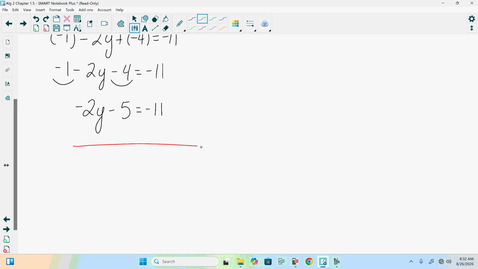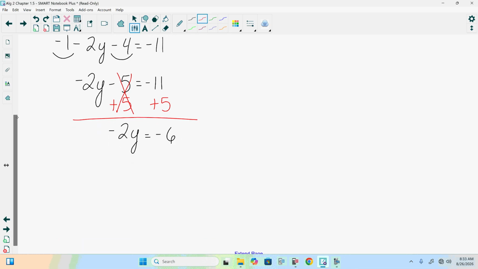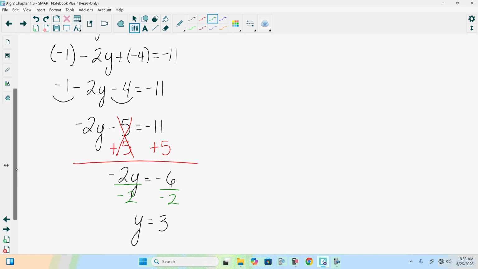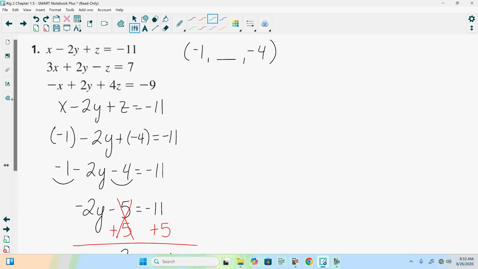So we have everything simplified on the other side. We have all of our like terms combined, so we can start moving things. So we would add 5 to both sides. And lastly, we would divide both sides by negative 2, telling us y is equal to 3. So our solution is the point negative 1, 3, negative 4.